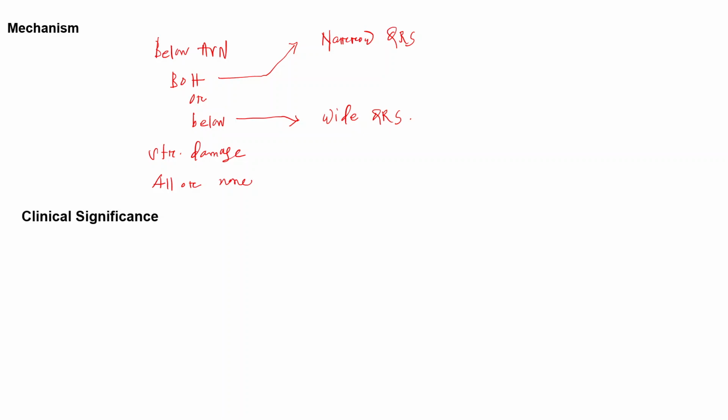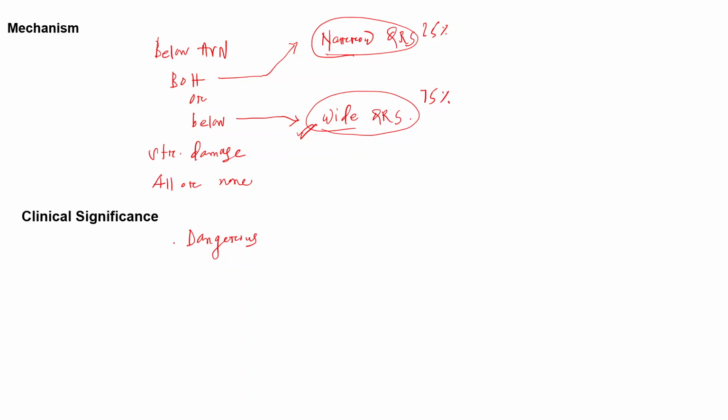Remember, this is more important. Around 75% of the cases of Mobitz type 2 block will get a wide QRS complex. Around 25% of the cases will get a narrow QRS complex. So this is more common. Clinical significance: this is a dangerous rhythm. The further below you come, the more dangerous it becomes.